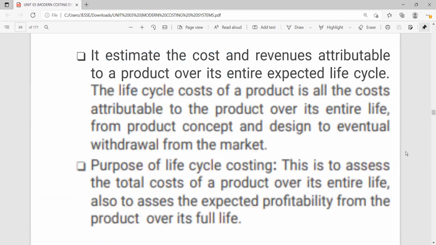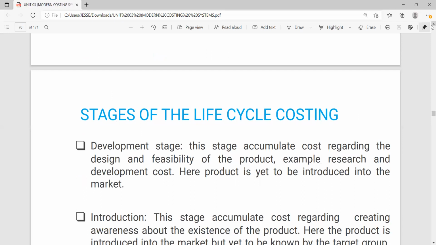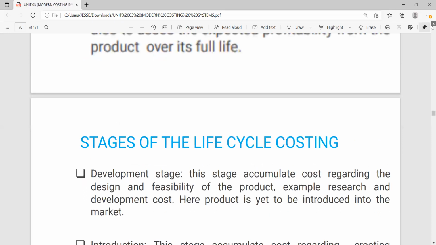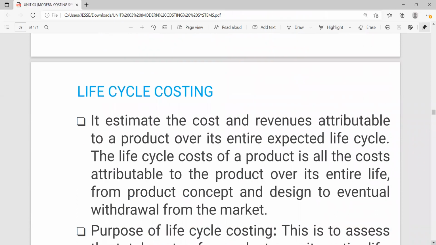Now let's talk about lifecycle costing. For those studying strategy, you might have heard of this. It estimates the cost and revenues attributable to a product over its entire expected life cycle. The life cycle cost of a product is all costs attributable to the product over its entire life, from the product concept and design to eventual withdrawal from the market.